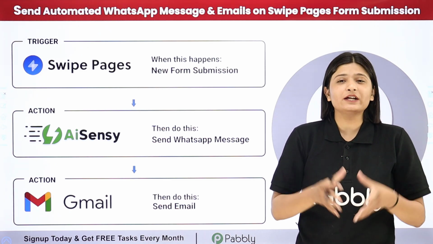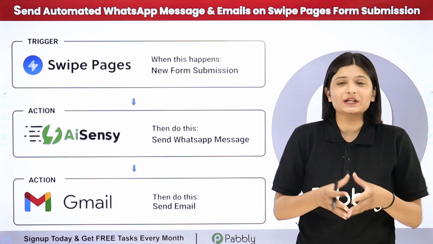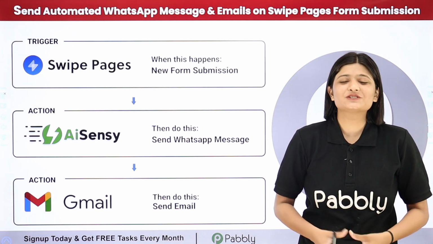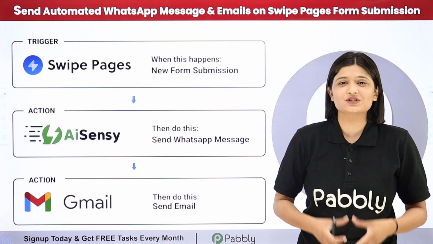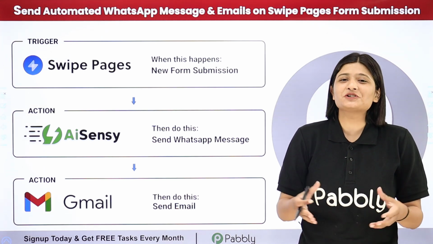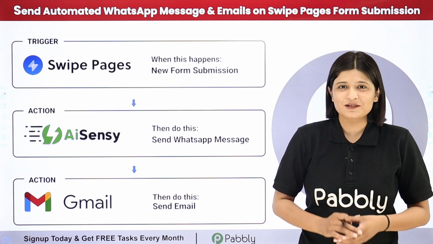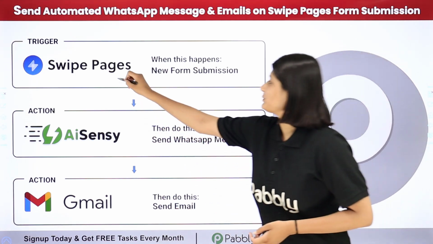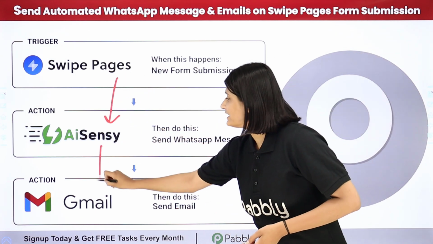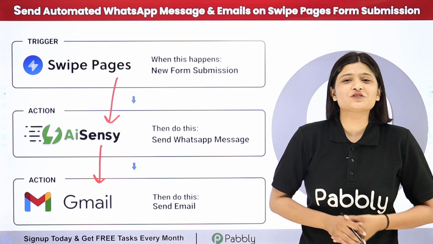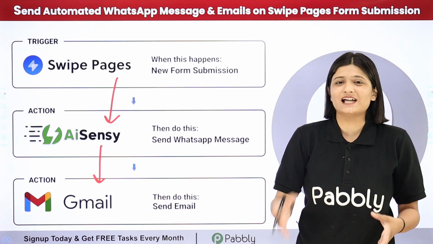So I can completely automate this process, and to do that I'm going to use Pabbly Connect. Pabbly Connect is an amazing automation and integration software which requires no coding or programming skills. Here I just need to build a connection between Swipe Pages, AI Sensei and Gmail. Pabbly Connect runs on two principles, which are trigger and action.